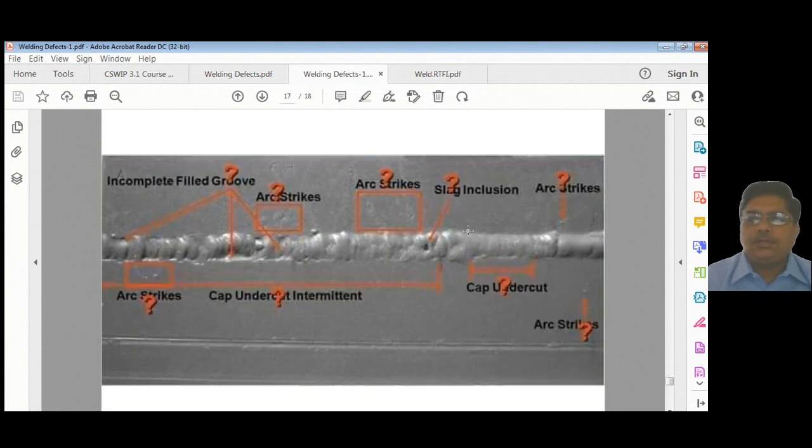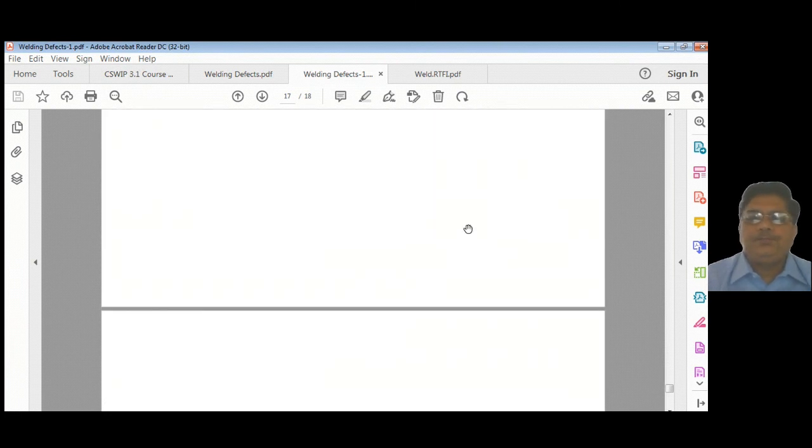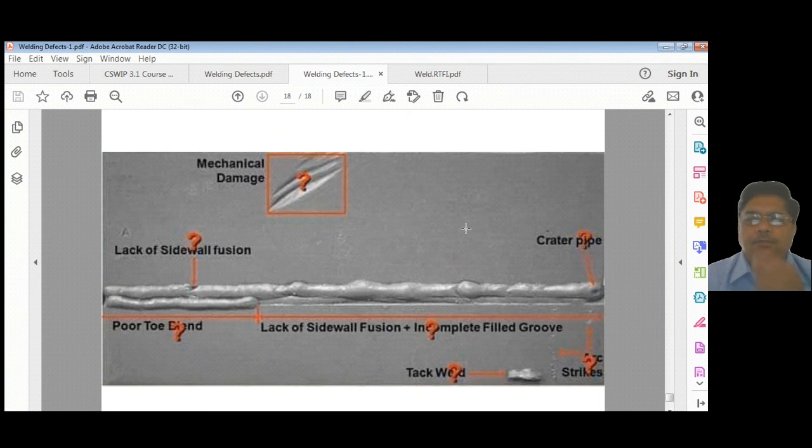So similar examples, guys. If somebody wants to study this before going to the exam, this will be a very helpful slide for you guys.